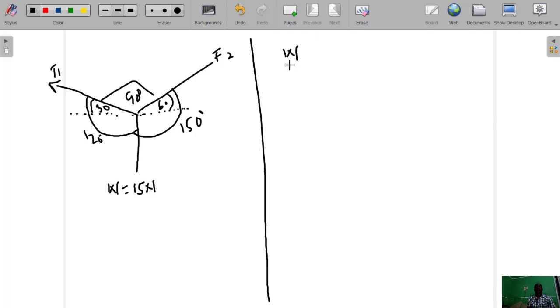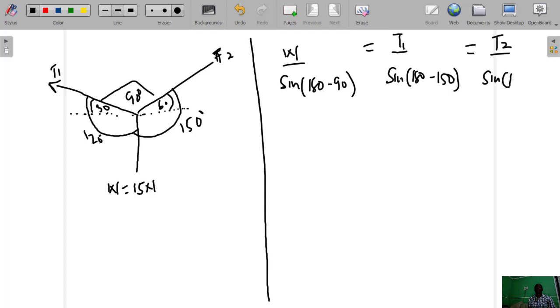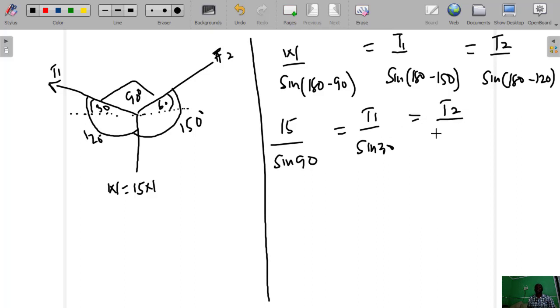So we will start with W over sine 180 minus 90, because W is facing 90, is equal to T1 over sine 180 minus 150, because T1 is facing 150, is equal to T2 over sine 180 minus 120, because T2 is facing 120 degrees. So when you set it, W is 15 over sine 90 is equal to T1 over sine 30 is equal to T2 over sine 60.